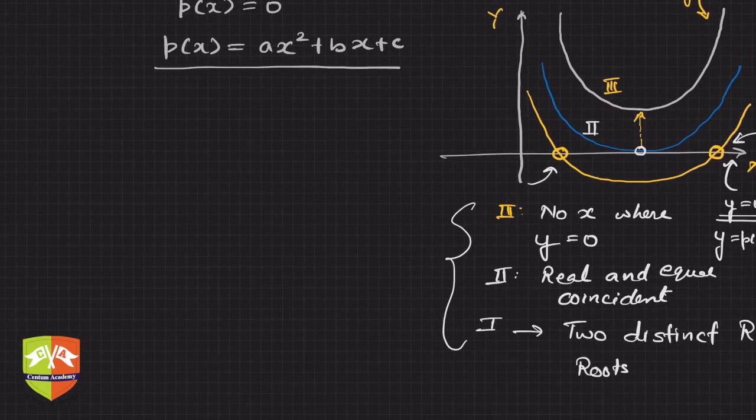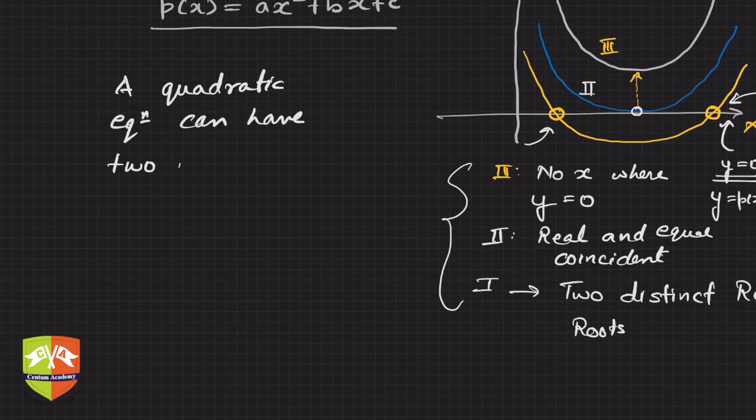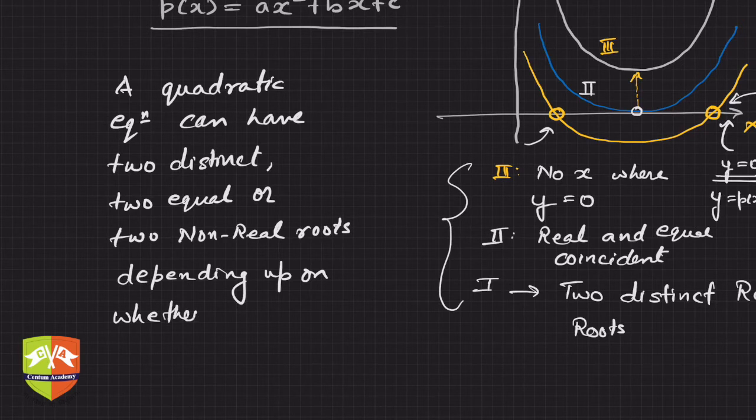So hence, you can summarize and write: a quadratic equation can have two distinct, or two equal, or two non-real roots, depending upon whether D is greater than 0, D is equal to 0, or D is less than 0, right?